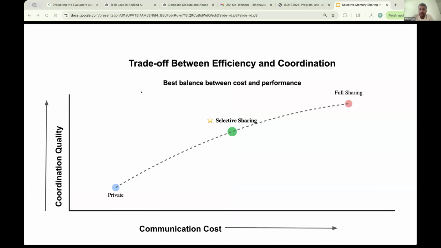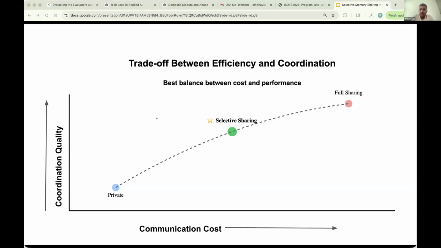Now, let's step back and understand why we see these results. This figure shows the relationship between communication costs on the x-axis and coordination quality on the y-axis. Starting on the left, we have private memory, very low communication, very poor coordination. Agents simply don't have enough shared context to work together. And on the far right, we have full sharing. And beyond a point, more communication adds noise rather than value.